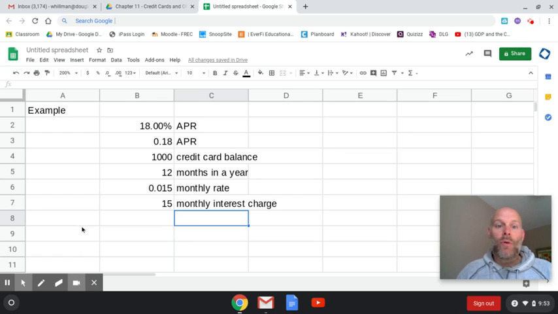So that's how you're going to do all these problems. It's going to give you a different APR and a different balance. And then you're really just going to divide by 12, figure out your monthly rate, and figure out your monthly interest charge.